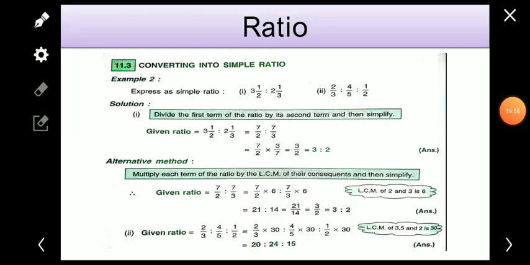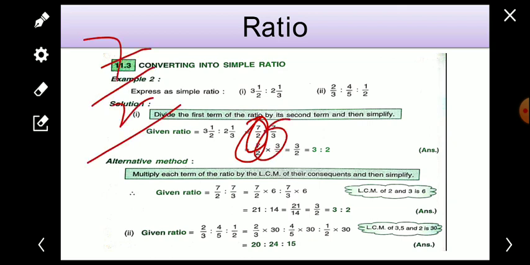Yeah. So here we have got 7 by 2 is to 7 by 3. So what will you do to simplify it? We will divide the first term by the second term. It means 7 by 2 divided by 7 by 3. So what will you get?